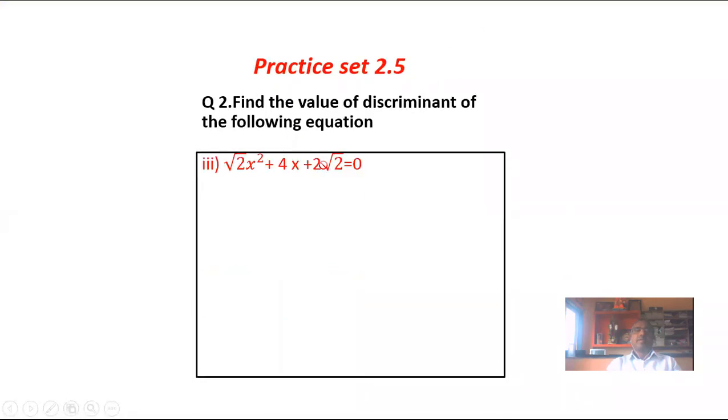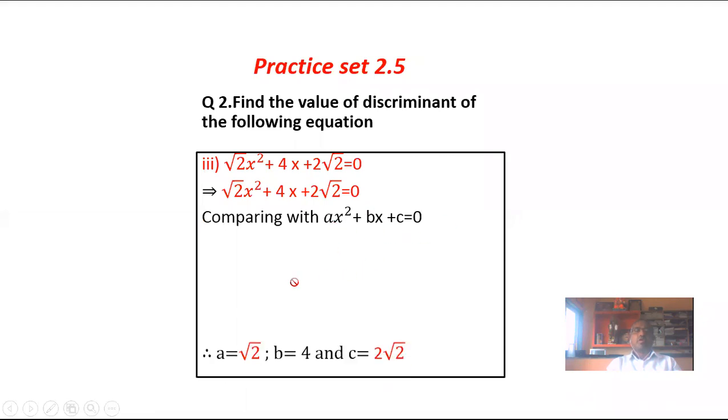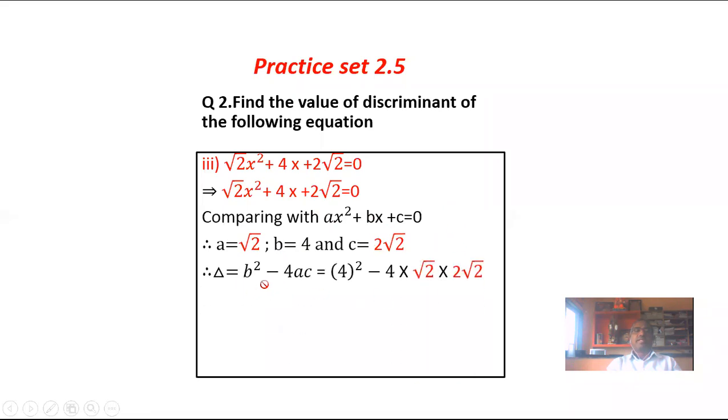Find the value of discriminant. Third quadratic equation is given: root 2 x square plus 4x plus 2 root 2 is equal to 0. Comparing the given quadratic equation with ax square plus bx plus c is equal to 0, therefore the value of a is equal to root 2, b is equal to 4, and c is equal to 2 root 2. To find the value of discriminant, delta is equal to b square minus 4ac.